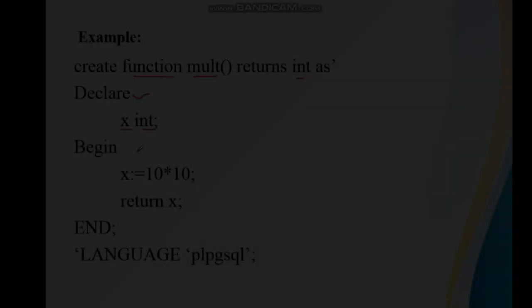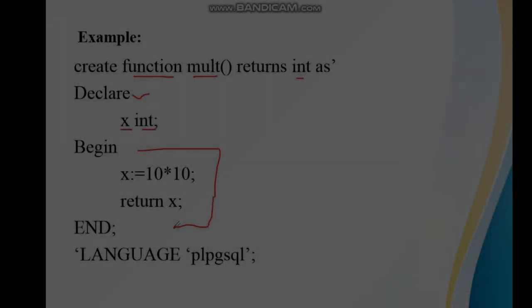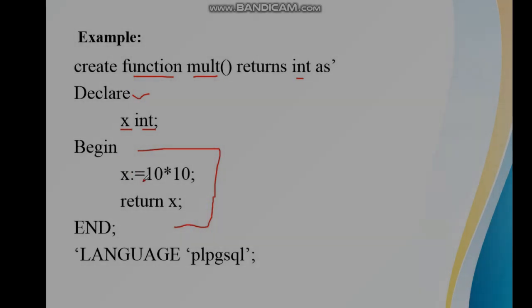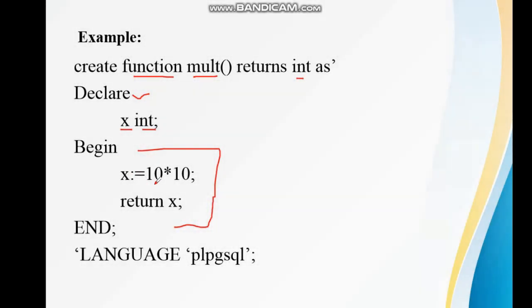Okay. Now this is the beginning of the block over here. And it is performing some calculation. That means 10 multiplied by 10. Multiplication of 10 into 10 is assigned to the variable x. It is going to return the value of x. This is the end of the block. And since it is using language PLpgSQL, it is compulsory to write it over here.